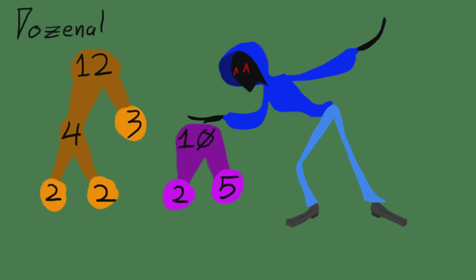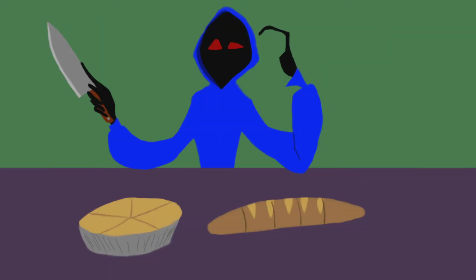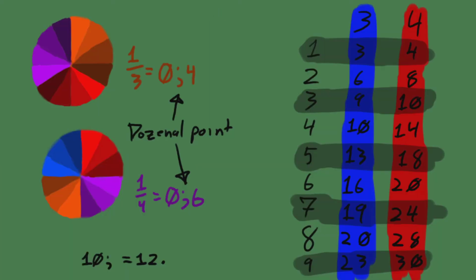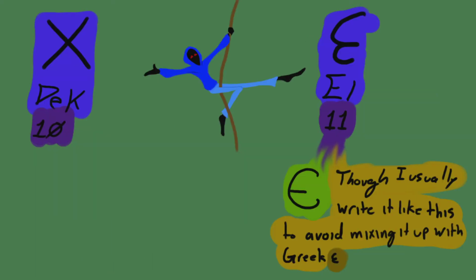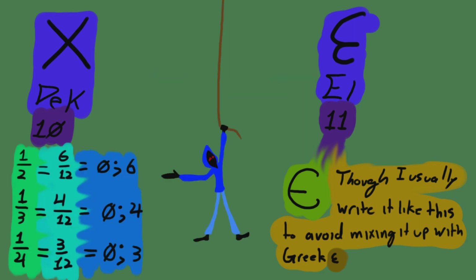Dozenal is great because 12 has more useful prime factors. I mean, when's the last time you had to divide something into fifths? Did you do it well? Dozenal is easy to pick up, and common divisions and multiplications are simple. The extra symbols are called dec and L, and fractions are done with a dozenal point. Numberphile has a great video on it.